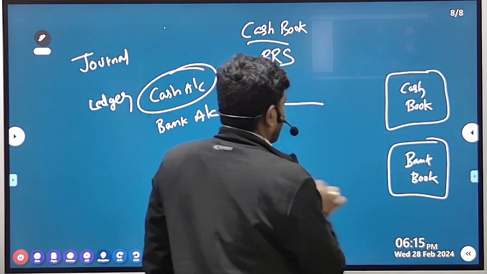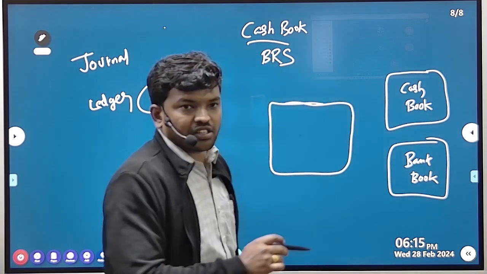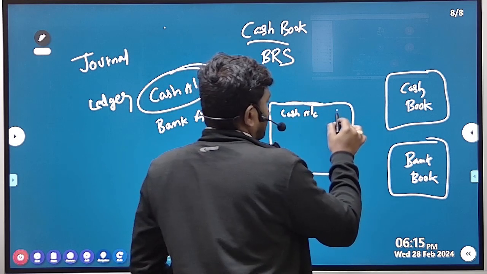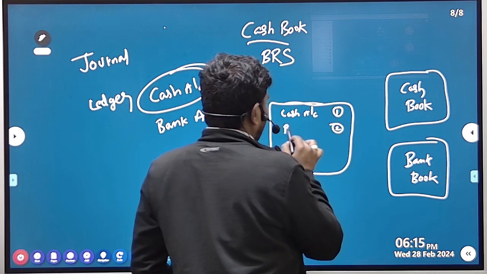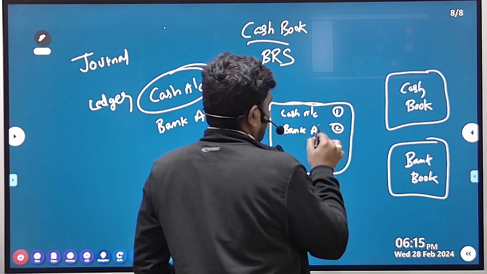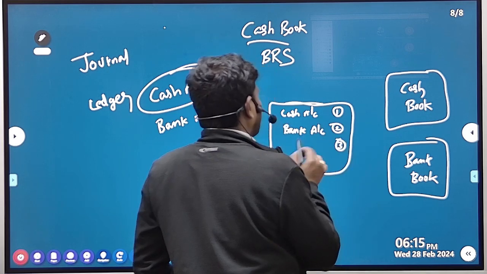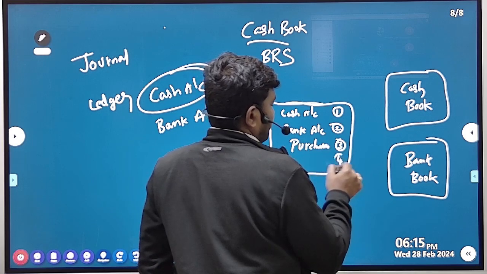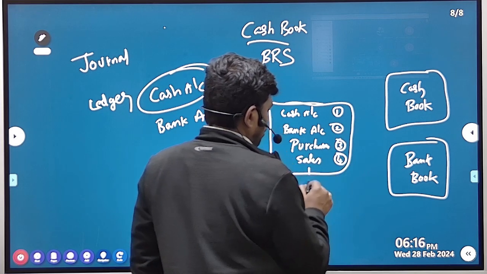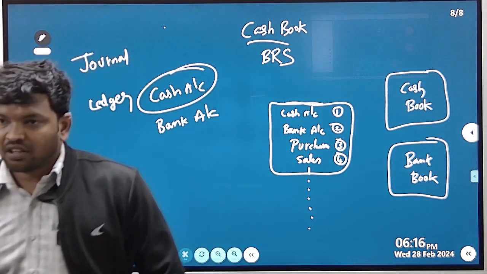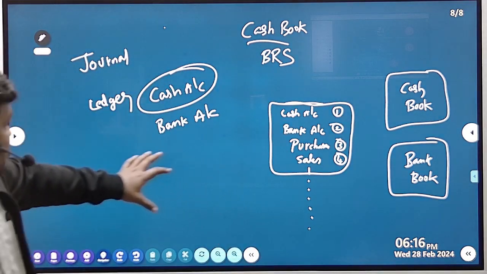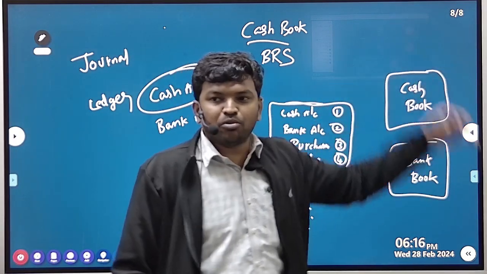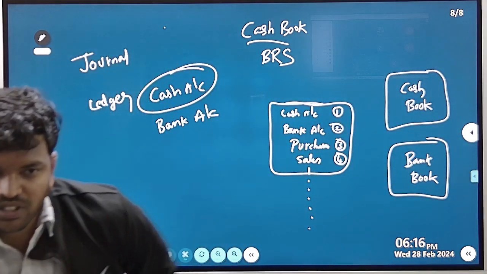Earlier, what you are doing, there is a separate book. In one page, you are maintaining cash account, page number 1. Page number 2, bank account. Page number 3, purchases account. Page number 4, sales account, and so on. Understanding the difference? This is called ledger accounting. This is called subsidiary books. You maintain a separate book for each ledger account.